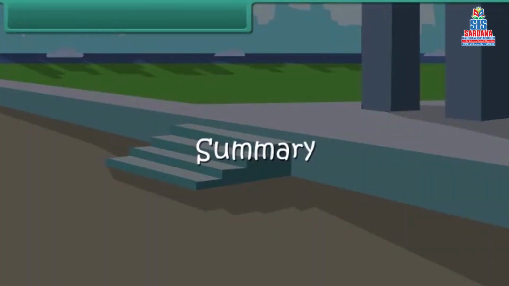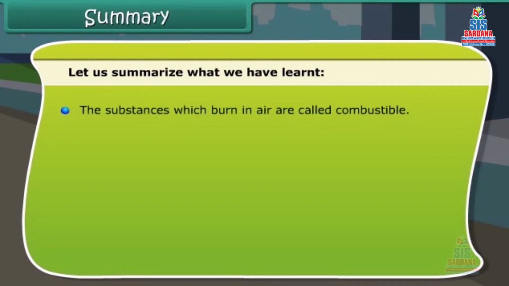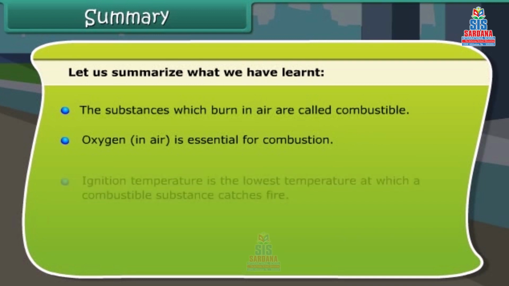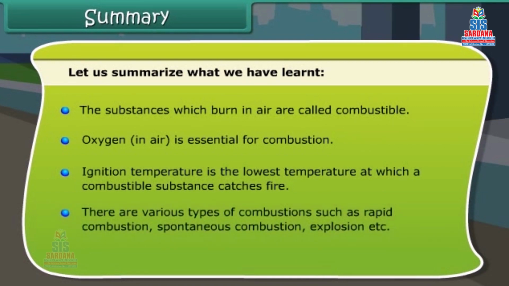Summary. Let us summarize what we have learned. The substances which burn in air are called combustible. Oxygen in air is essential for combustion. Ignition temperature is the lowest temperature at which a combustible substance catches fire. There are various types of combustions such as rapid combustion, spontaneous combustion, explosion, etc.